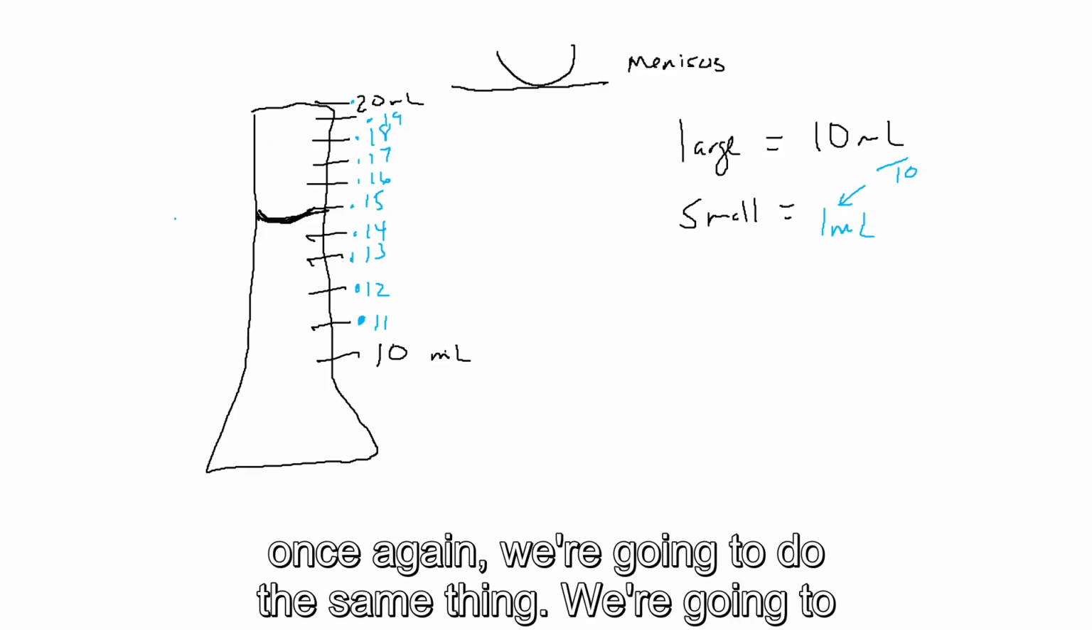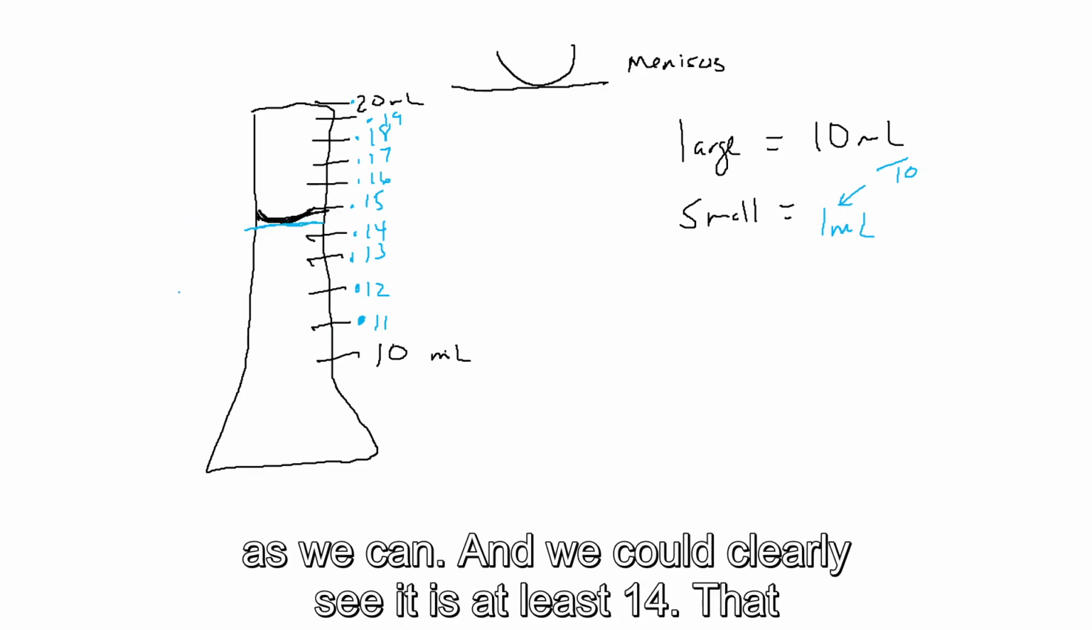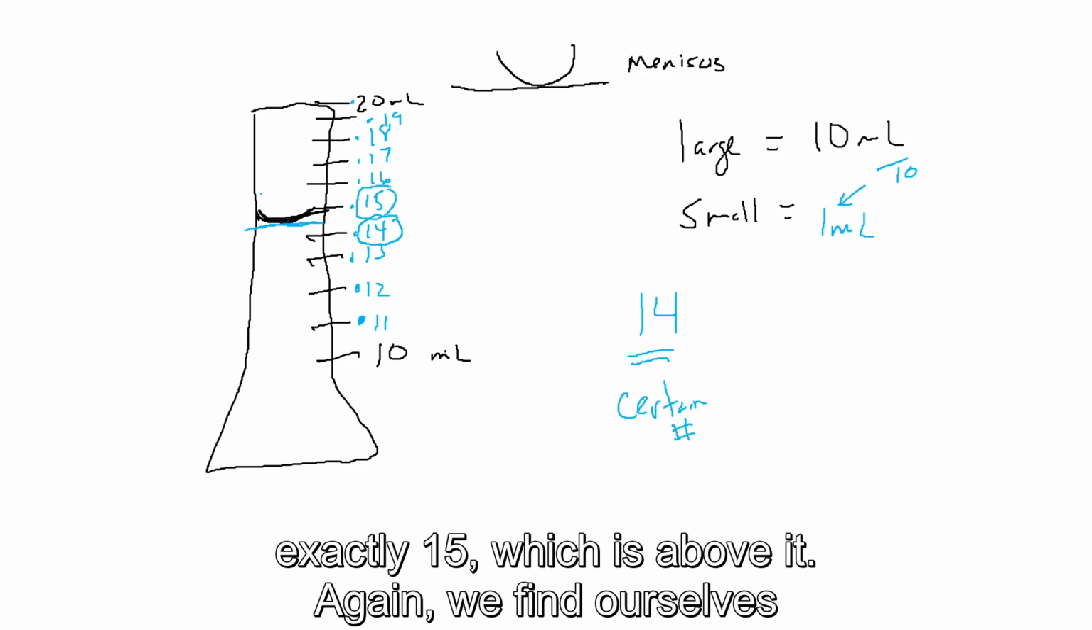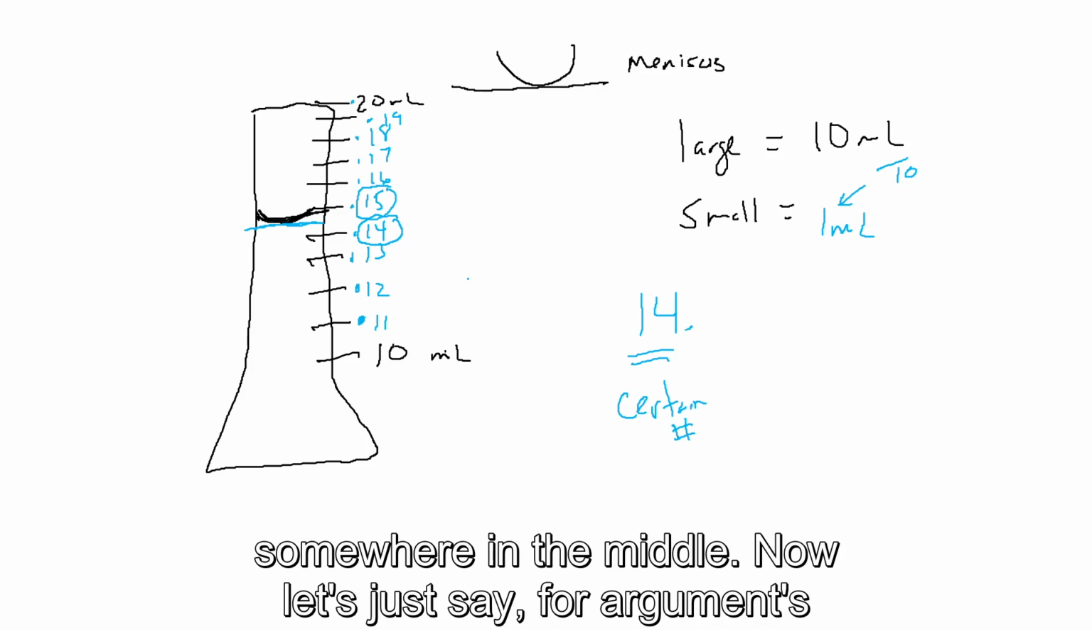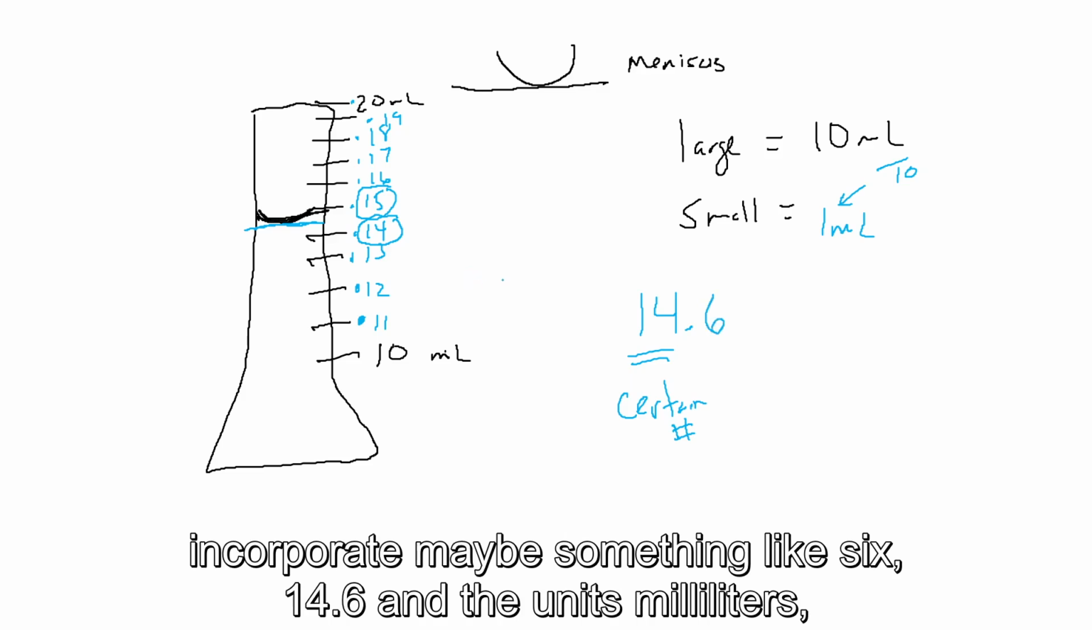So once again, we're going to do the same thing. We're going to draw a little line at the bottom of our meniscus, as straight as we can, and we could clearly see it is at least 14. That would be our certain numbers here. Again, not exactly 14, not exactly 15, which is above it. Again, we find ourselves somewhere in the middle. And let's just say for argument's sake here, we feel it's a little bit more than half. So we would maybe say something like 14.6, and the units milliliters.